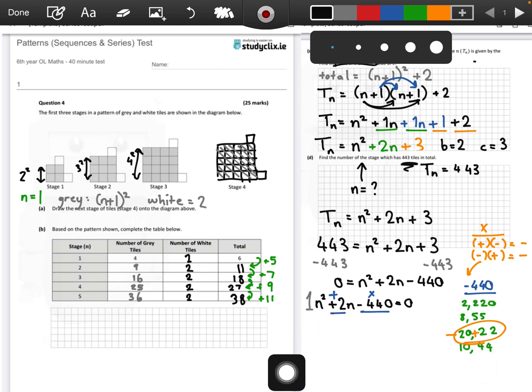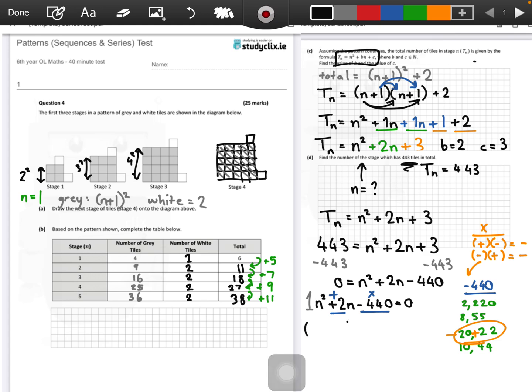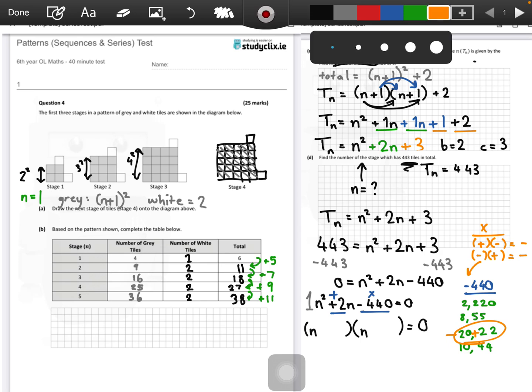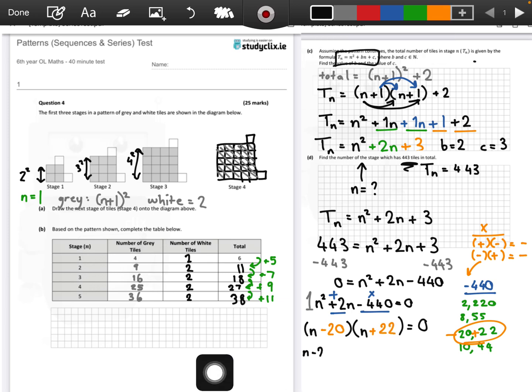Once I have those found, I open up my brackets. I put my variable as the first term in both brackets and equal it to 0. And then I just fill in those two numbers that I found, the -20 and the +22. So I'm going to solve for n. I'm going to let the first bracket equal 0, and then I can get that n is equal to 20. Or let the second bracket equal to 0. So n plus 22 is equal to 0. So n is equal to -22.